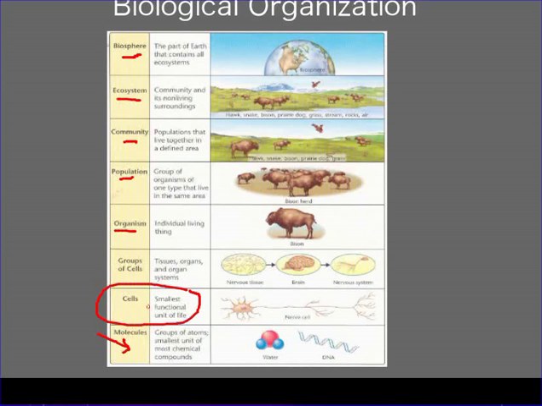Okay, so cells are the smallest. Groups of cells make tissues or organ systems, like your nervous tissue makes a brain, which then makes your nervous system. An organism is an individual living thing. Population is a group of organisms. Community is a bunch of populations living together. Ecosystem is again larger, and then the largest is biosphere.